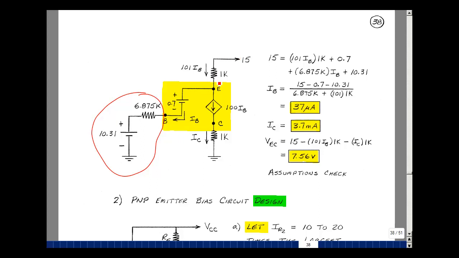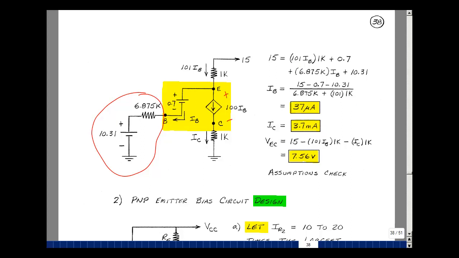15 volts is equal to 101 I sub B times 1K plus 0.7 plus I sub B times 6.875K plus 10.31 volts. And that's this equation right over here. Solve for I sub B: it's 15 minus 0.7 minus 10.31 divided by 6.875K plus 101 times 1K. That's 37 microamps. Multiply that by 100, it gets 3.7 milliamps for the collector current.